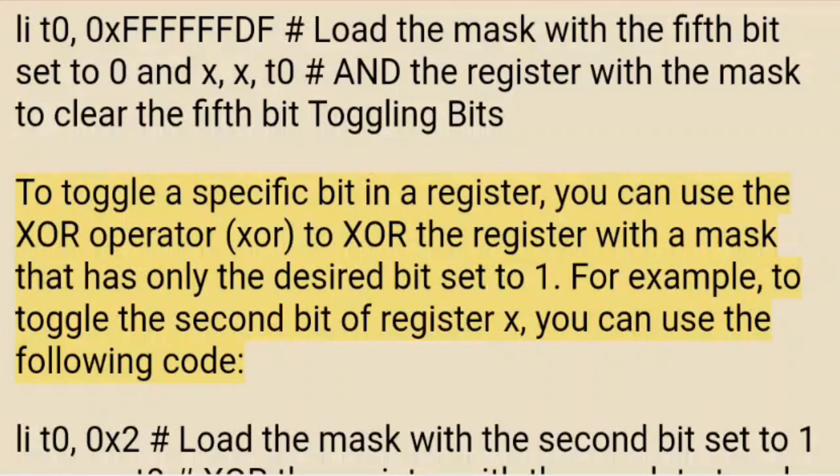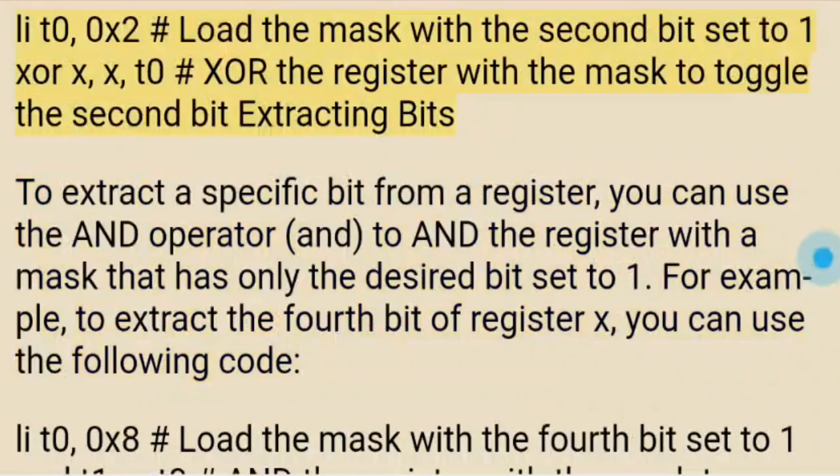To toggle a specific bit in a register, you can use the XOR operator to XOR the register with a mask that has only the desired bit set to 1. For example, to toggle the second bit of register X, you can use the following code. li T0, 0x2 # load the mask with the second bit set to 1. xor X, X, T0 # XOR the register with the mask to toggle the second bit.